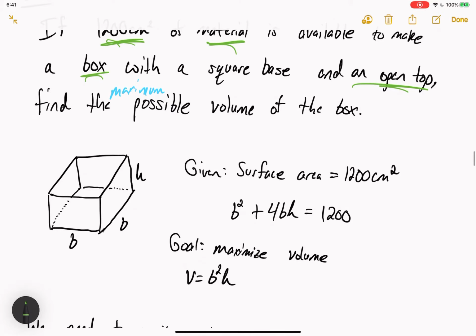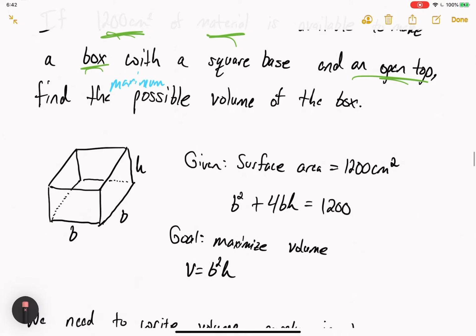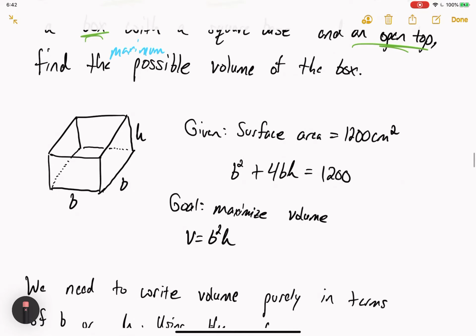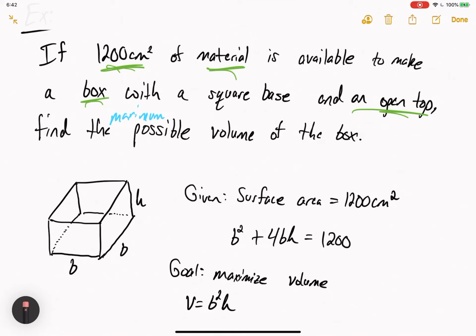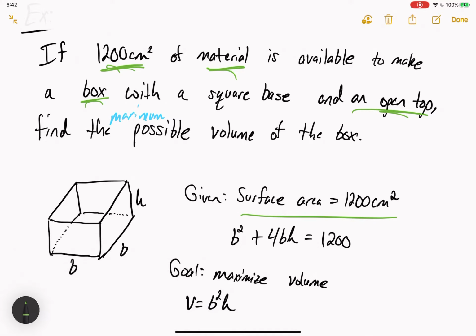So remember, when we draw the box, like what I did here, number 2, draw a diagram if possible. So this will be the base, the square right there. It's square, so both the side lengths are the same. And it'll have some height h. So what we know is that we have 1200 centimeters of material available to us to make the box with. And that availability of the material basically means we have 1200 centimeters squared of surface area.